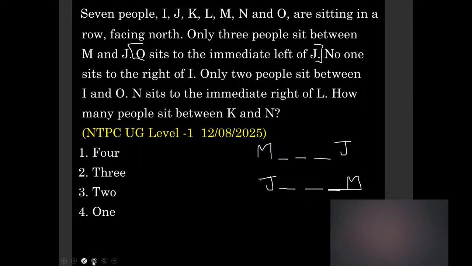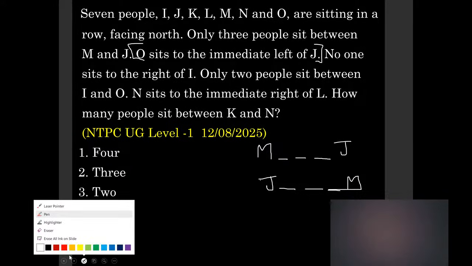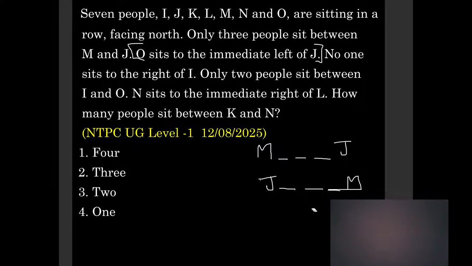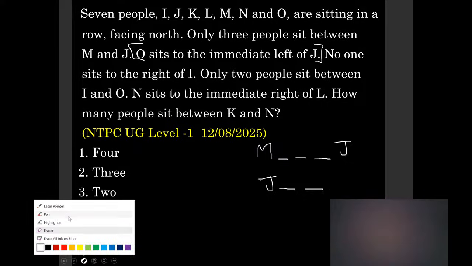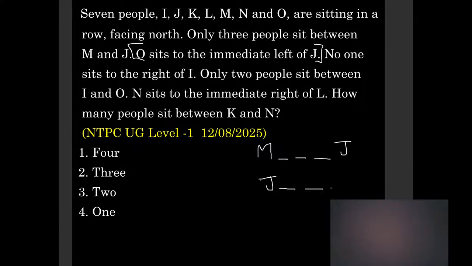Next, O sits to the immediate left of J. So O sits to the immediate left of J means your left hand side will be J's left hand side because both are facing towards north. So you can take O here to the left of J.